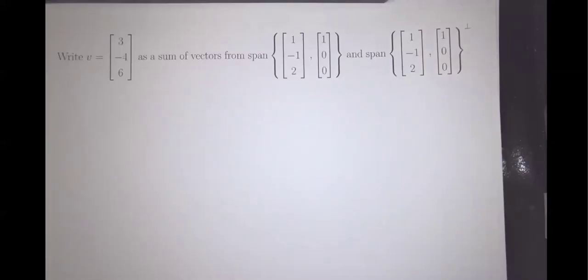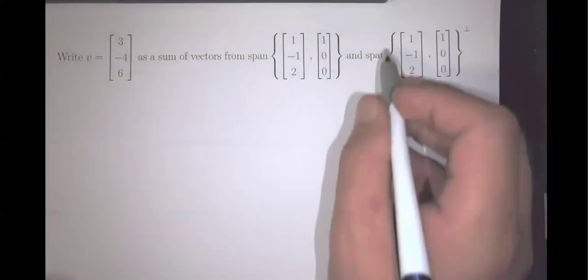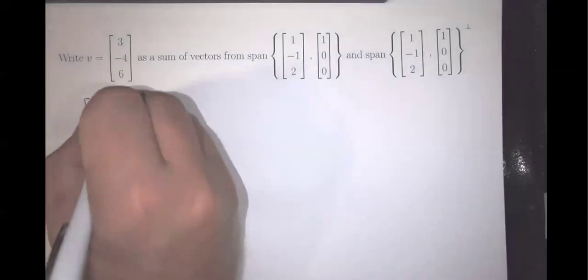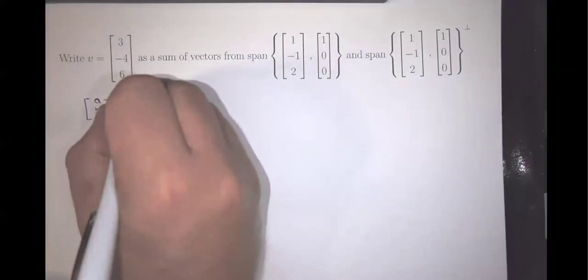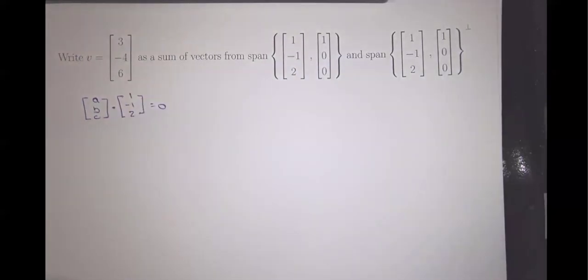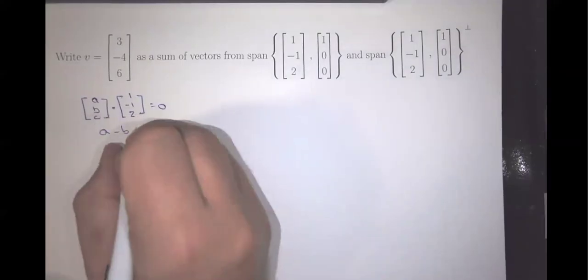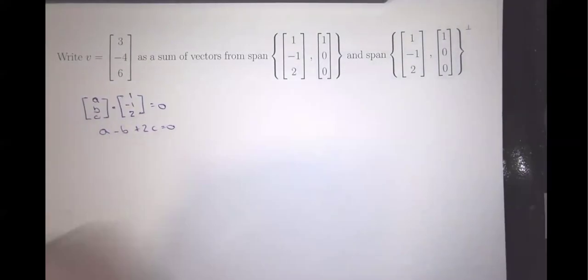Here we want to write V as the sum of vectors from a set of vectors and their orthogonal complement. Okay, so let's start by finding what's in this orthogonal complement. If the vector A, B, C is in that orthogonal complement, that vector dotted with 1, -1, 2 has to be 0 because it's orthogonal to it, which would mean A minus B plus 2C is 0.